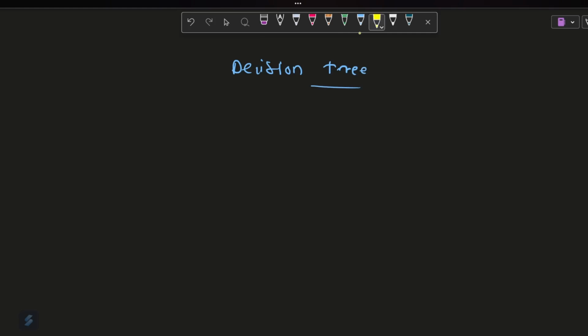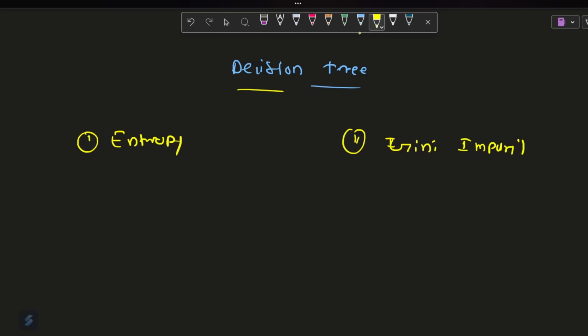Some concept of a decision tree, and in this decision tree, we are going to understand two things. That is entropy, and the second one is Gini impurity. What is entropy and Gini impurity?